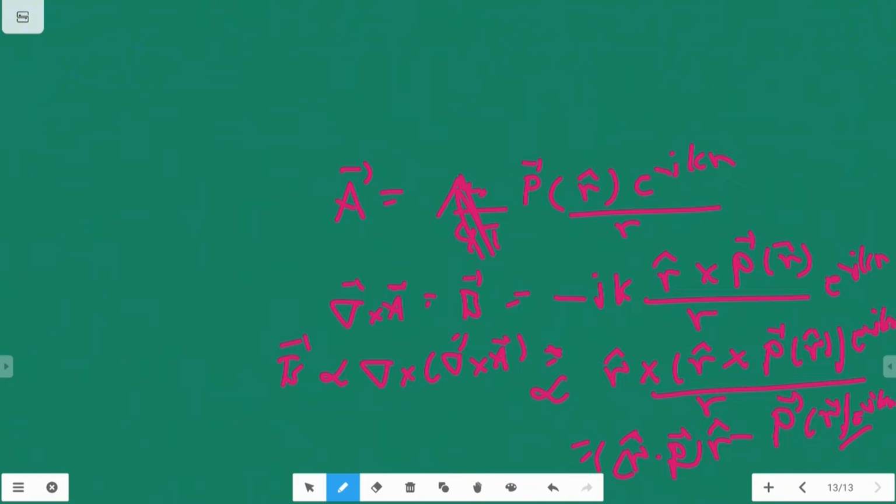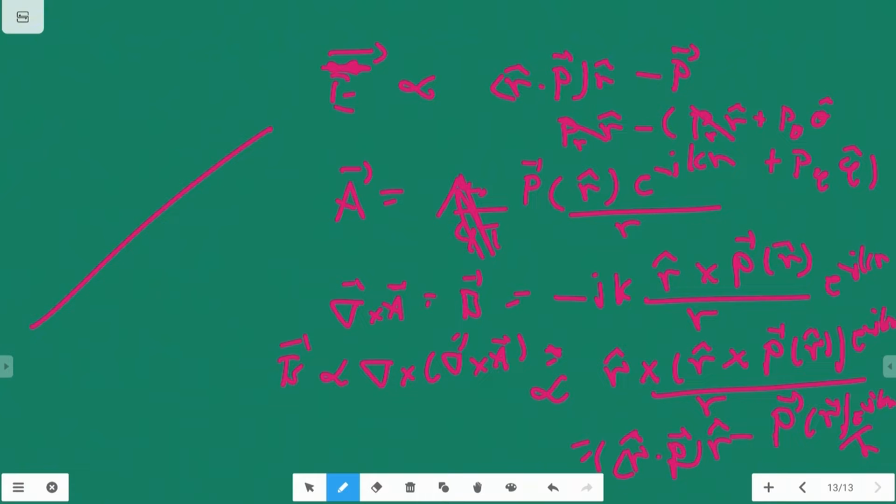You can write this as e proportional to r cap dot p into r cap minus p. This is nothing but p r, the radial component of p, into r cap, minus, here you could write p as p r into r cap plus p theta into theta cap plus p phi into phi cap, and the radial component will cancel out. So the electric field will have only a theta cap and a phi cap component. That means it will have only a tangential component.